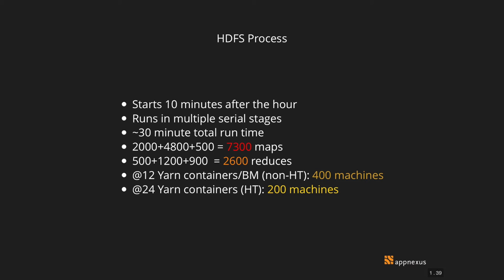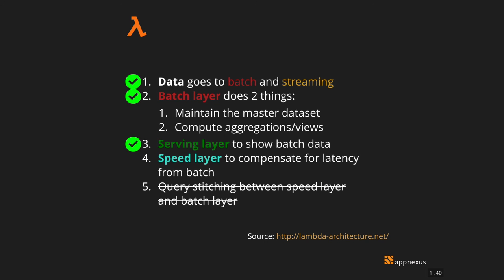If you run non-hyper-threaded machines, it would cost us about 400 machines to run this, based on the biggest size of the map job. So 4,800 maps is our biggest mapper, at 12 divided by 2. It's about 400 machines, right? But we're smart, and we do run hyper-threading, so it's only 200 actual physical machines to do that. It's a lot.